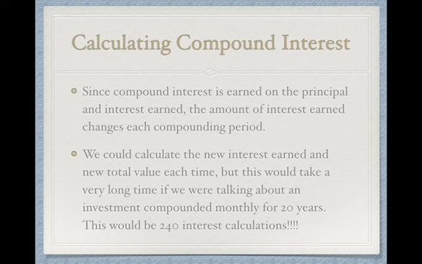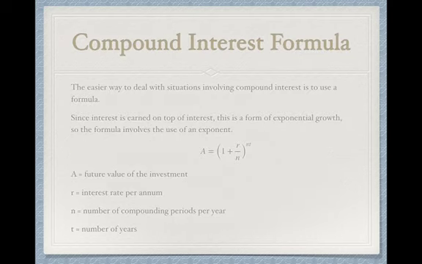What we have instead, because this is a lovely little math class, is a compound interest formula. The easier way to deal with these situations is just to use the compound interest formula. Because you're earning interest on top of interest, this is a type of exponential growth. In the formula, the nt part is actually an exponent.